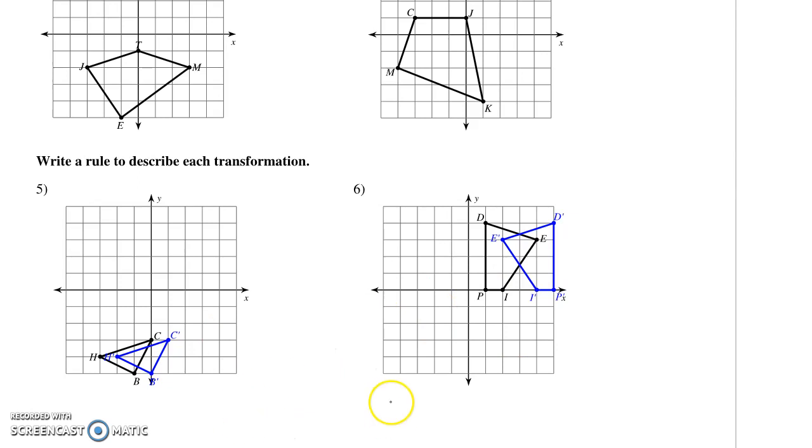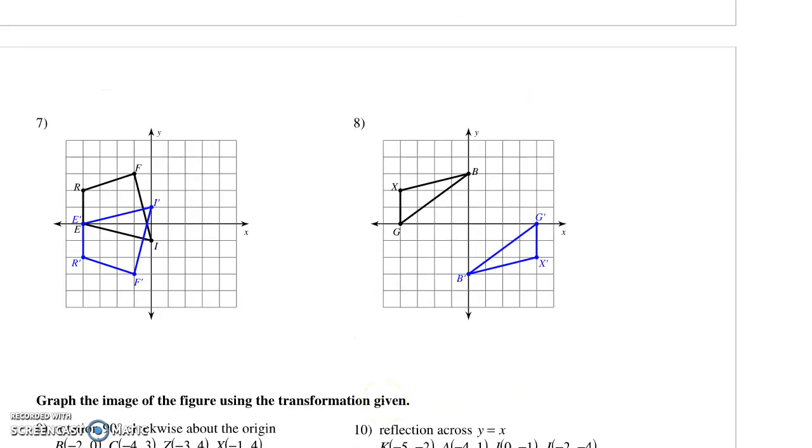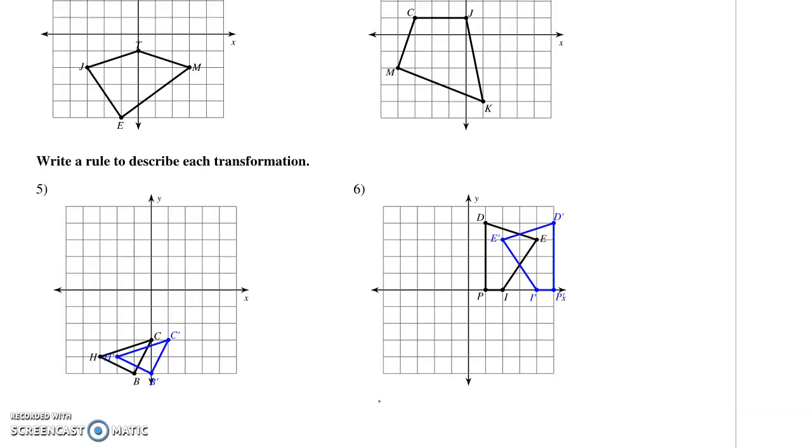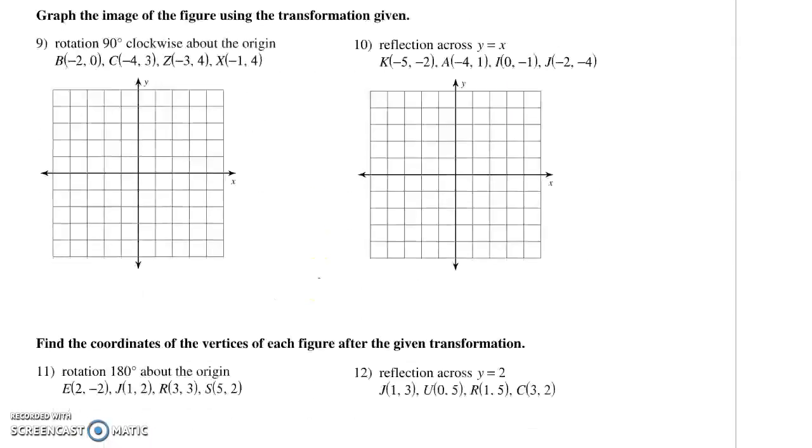So what I want you to tell me for number 5, number 6, number 7, and number 8 is tell me what happened. Was it a translation? And if it was, how many units in what direction? If it's a reflection, tell me that. And even better if you could draw the line of reflection. And if it's a rotation, tell me how many degrees you think that rotation was. Okay? Just like yesterday, you're going to have helpers to work you through this.